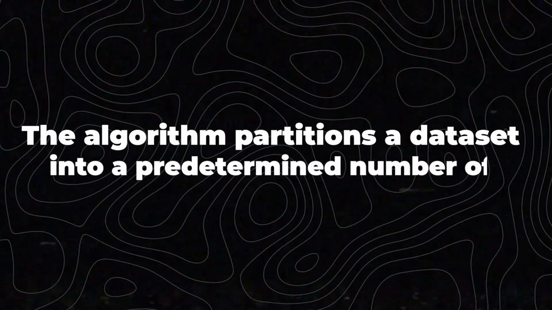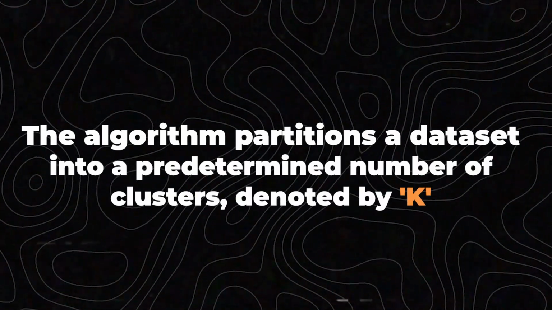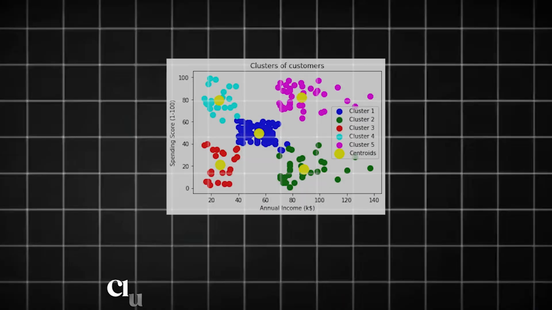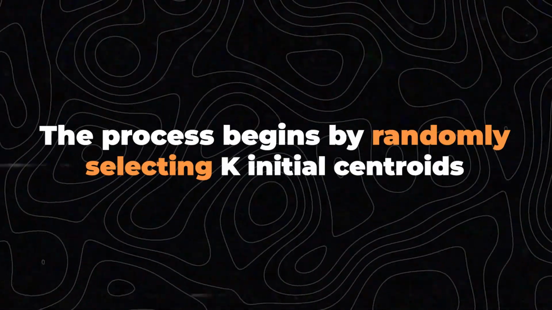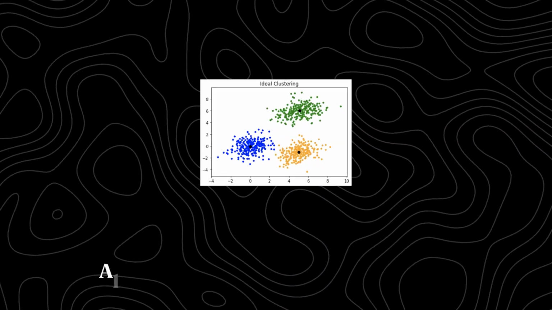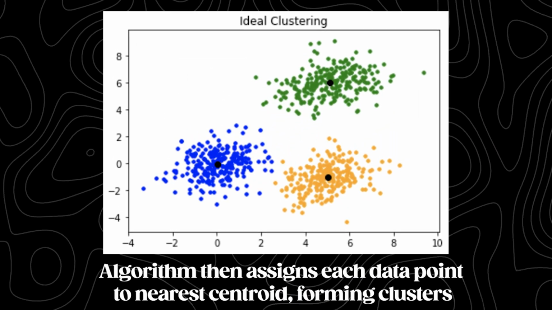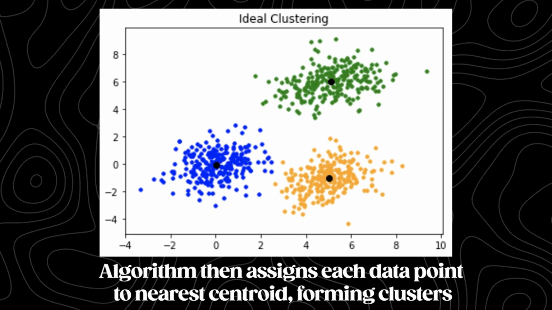K-means clustering. K-means clustering is one of the simplest and most frequently used clustering techniques. The algorithm partitions a dataset into a predetermined number of clusters, denoted by K. Each cluster is defined by its centroid, which acts as the cluster's center point. The process begins by randomly selecting K initial centroids. The algorithm then assigns each data point to the nearest centroid, forming clusters.